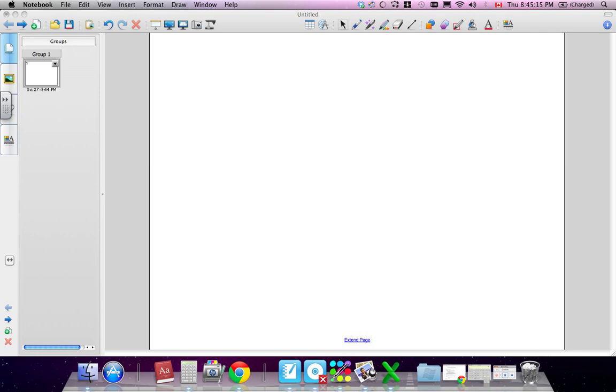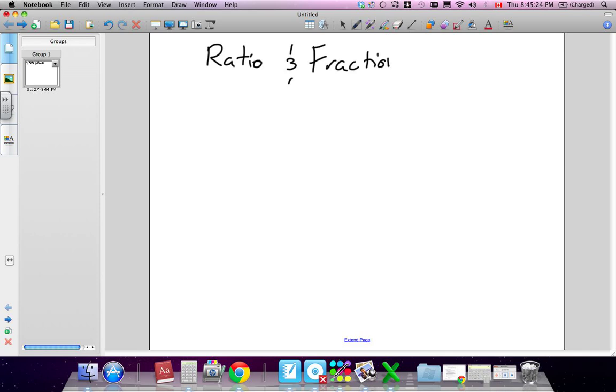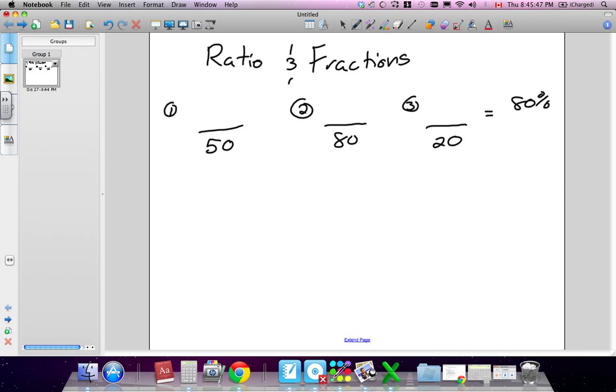Okay, the question says this is a ratio and fractions question. Fawn got her results back. Her first test was out of 50, so test 1 is out of 50. Test 2 is out of 80. Test 3 is out of 20. And what percent did she get on all of them? She got 80% on all of them. We're looking for what she got on each test.